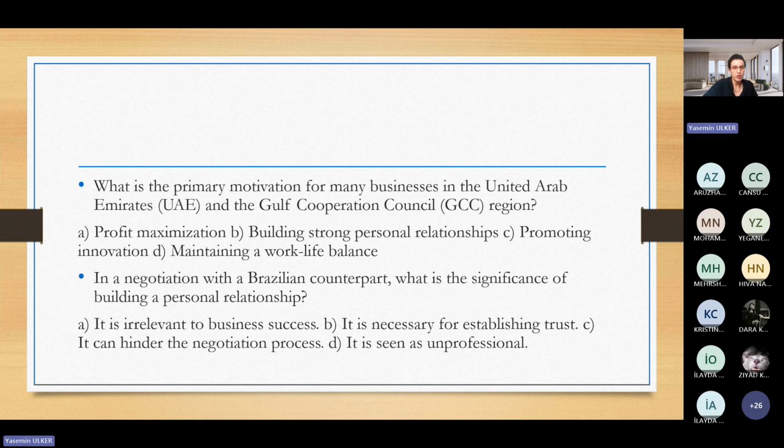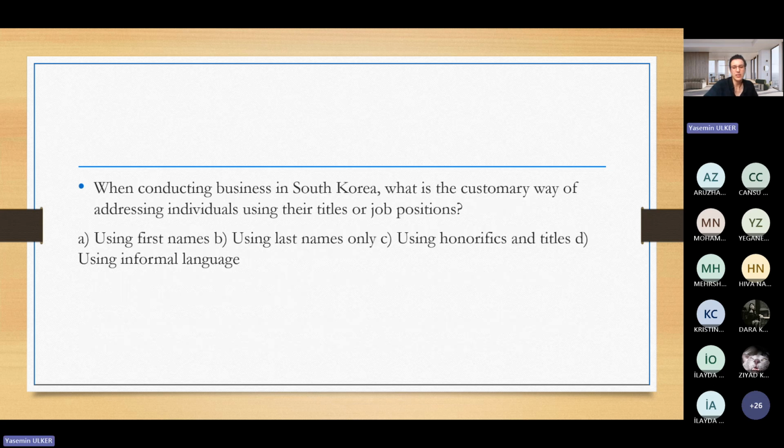Okay, now 3, 2, 1. I think that's the last question, maybe? No, not yet. South Korea. What is the customary way of addressing individuals, using their titles or job position? South Korea? Yeah, I think so. We all agree. Asians are more hierarchical, we all know, and titles are important there.